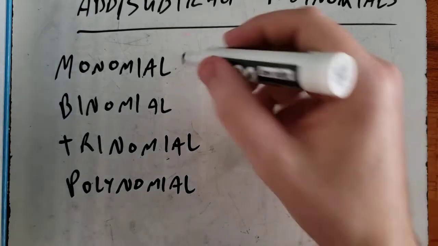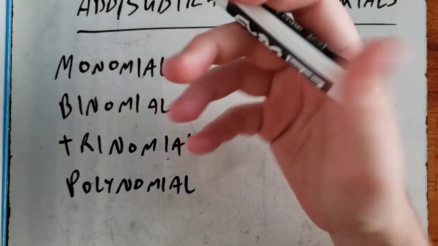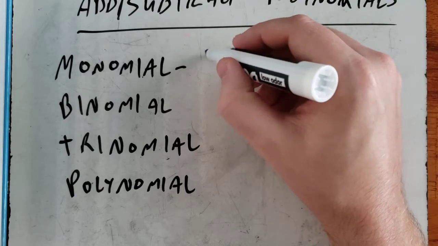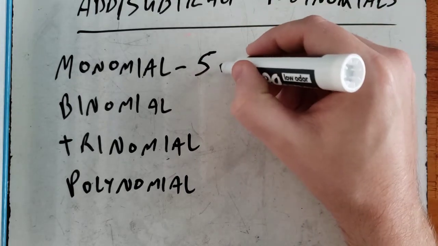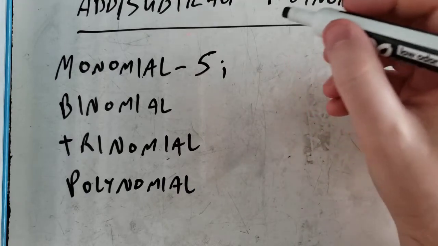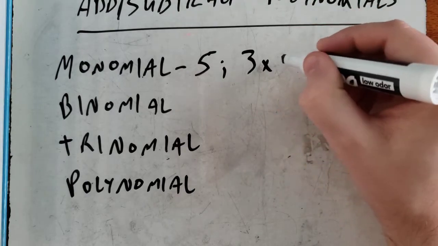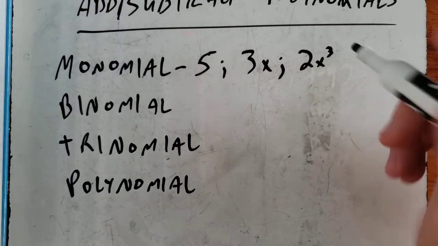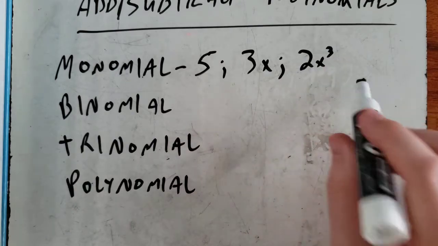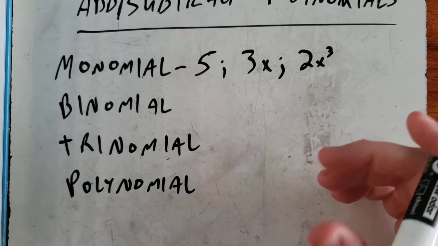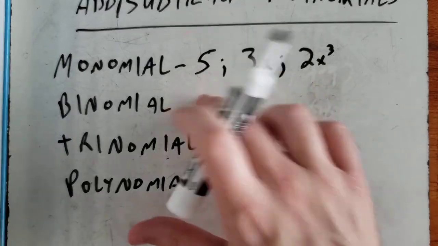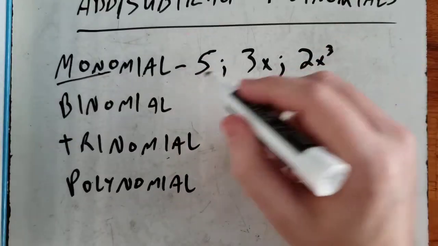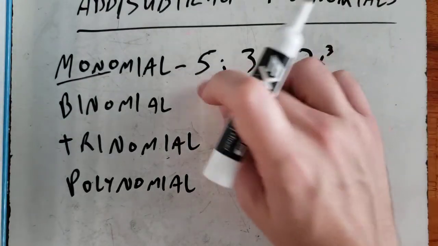So a monomial is basically just one term. For example, an example of that could be 5. Another example could be 3x or 2x to the third power. Okay, these are all just one term. There's no addition or subtraction. There's nothing being done to any of these things. Remember, mono, right? One. So when it says monomial, this means one term.